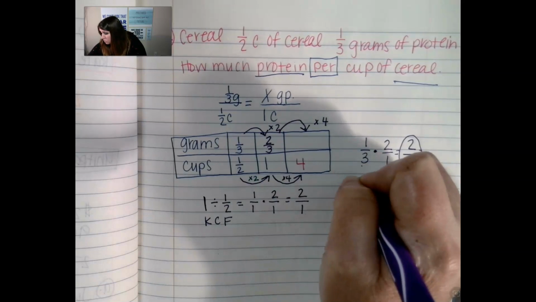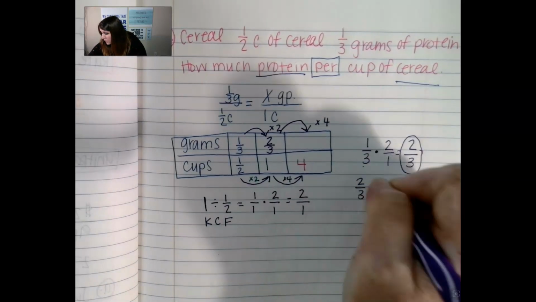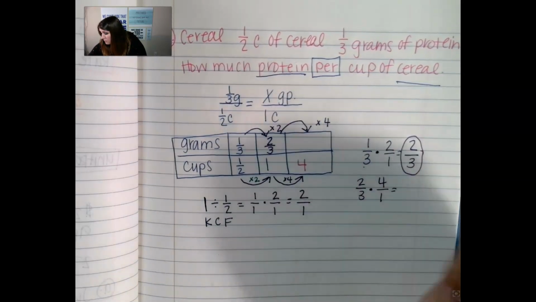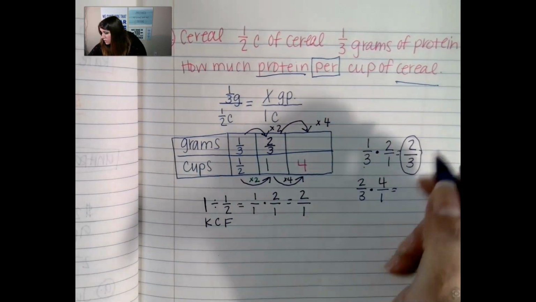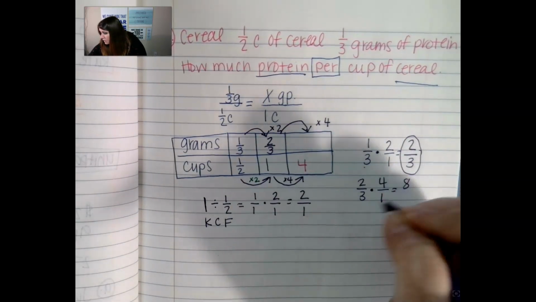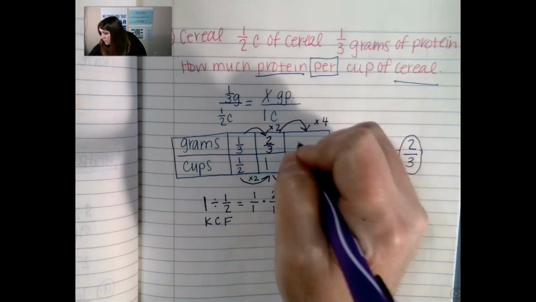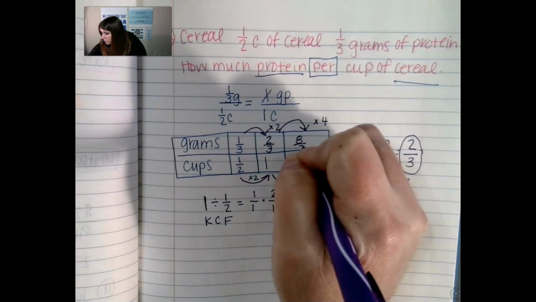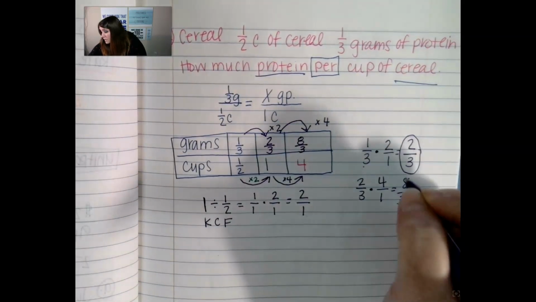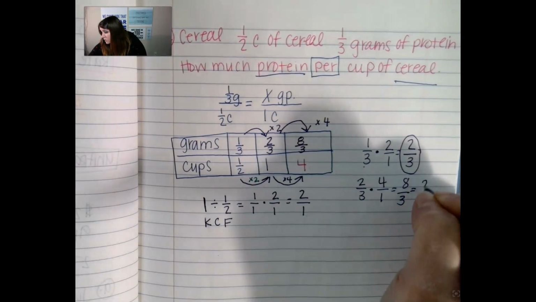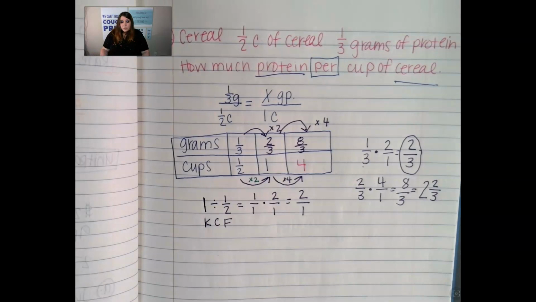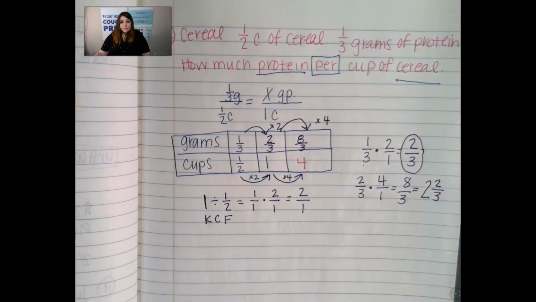Well, now let's look at 2/3 times 4/1, because we want to make it a fraction. So 4 times 2 is 8/3. Well, we could even say that it goes in twice with 2/3 left over. So you could leave it as an improper fraction, or you could mix it up.